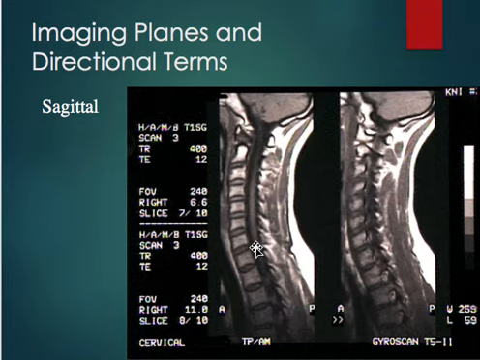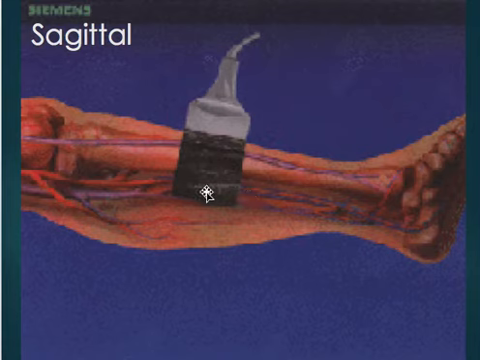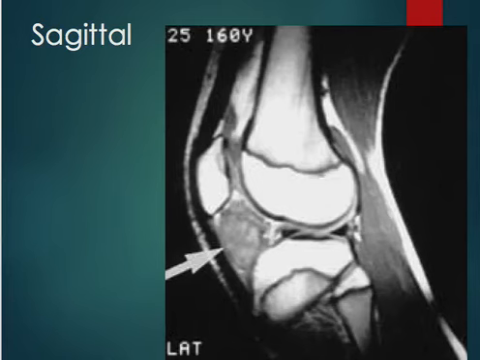So it's like you're cutting that patient into right or left sides and then you're looking at their body from that direction. This is a sagittal view of an ultrasound. I know this one's a little bit harder to get an understanding of, but if they're scanning from this side here, then it's looking from the side. So it would be a sagittal view.